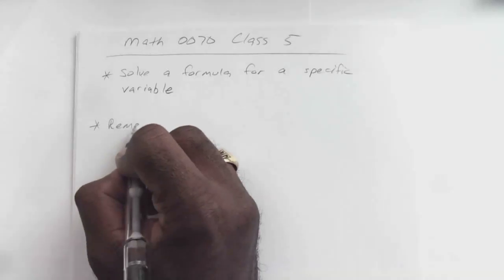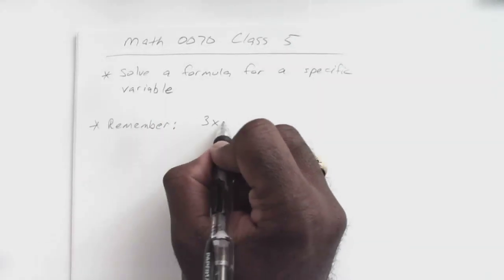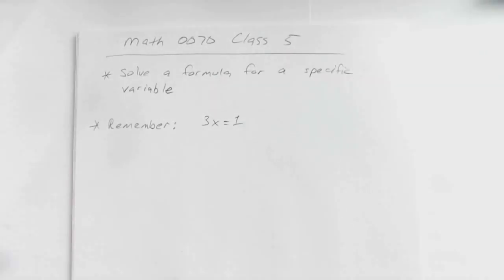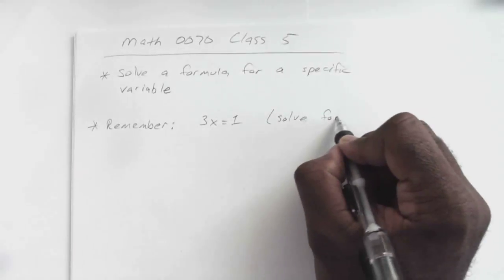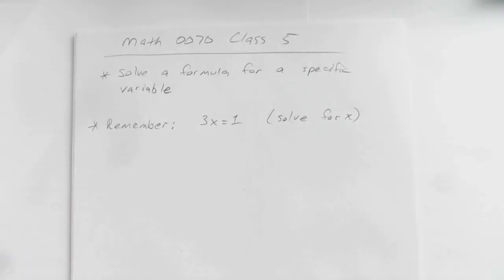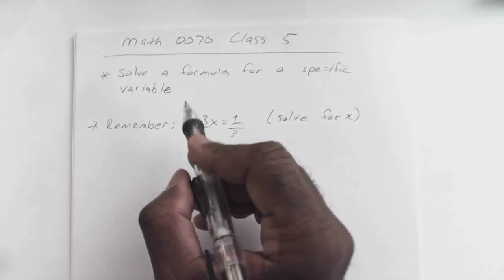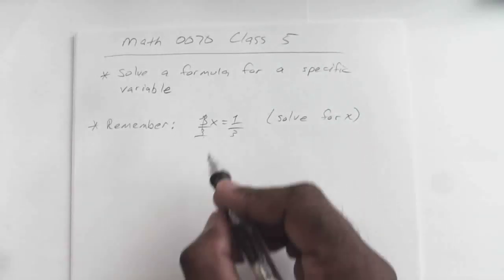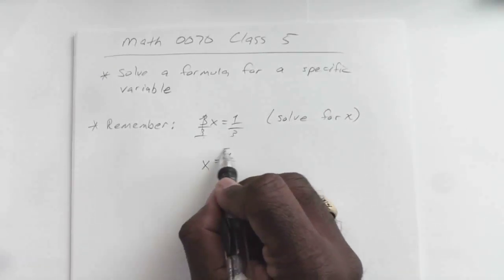All right, so if you remember, let's say you have 3x equals 1, and you want to solve for x. All you have to do is divide both sides by 3. Anything divided by itself is just going to be 1. Okay, so you know that x would equal 1/3.